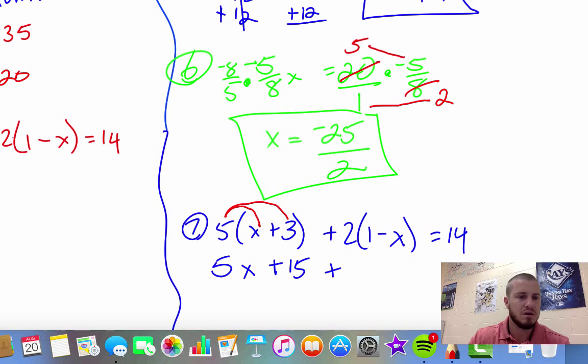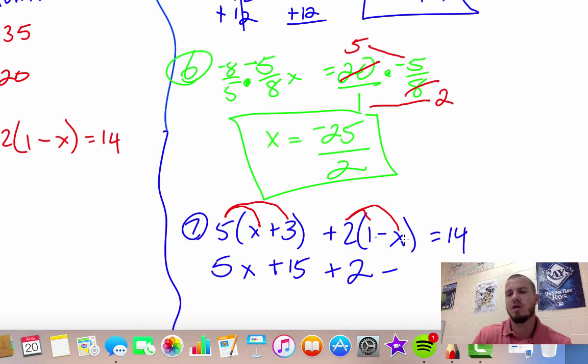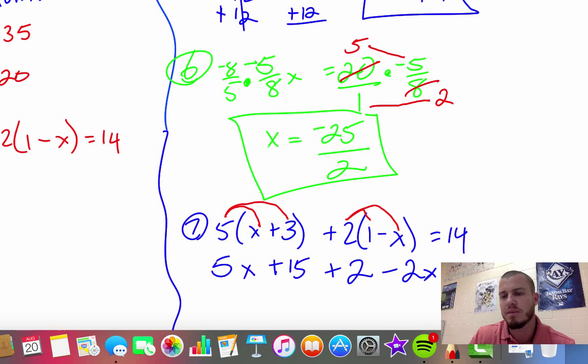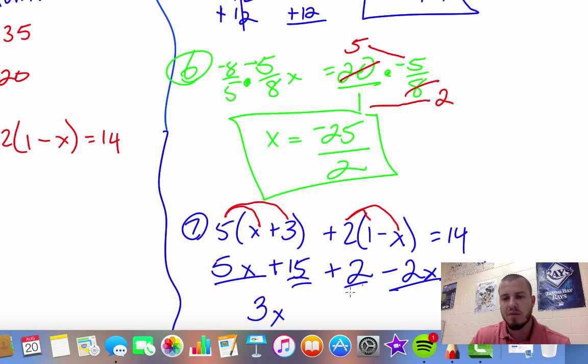2 times 1 minus x. So that's going to be 2 times 1 is 2 minus 2 times negative x. So it's positive times negative. That's going to be negative 2x is equal to 14. Now I can combine my like terms. So I have the 5x, negative 2x, that's going to become 5x minus 2x, which is 3x. Positive 15, positive 2, that becomes positive 17, and is still equal to 14.